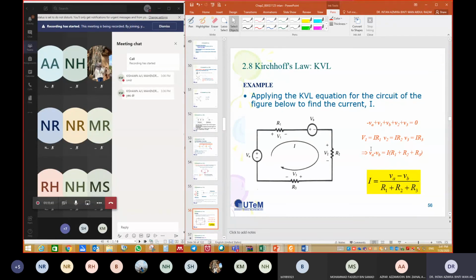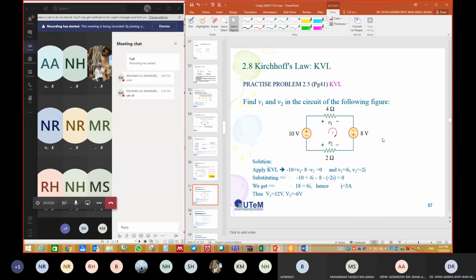So V1 is equal to IR1, V2 is equal to IR2, V3 is equal to IR3, and then we get this equation, and at the end we get I is equal to VA minus VB divided by all the R. Okay, find V1 and V2.